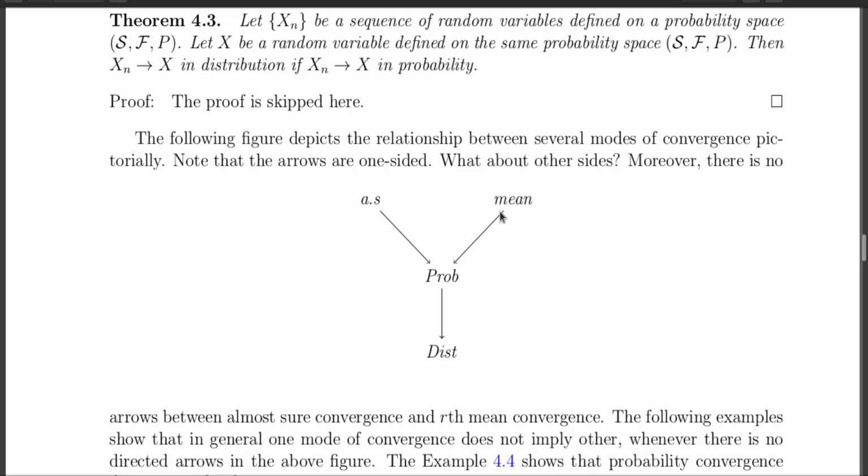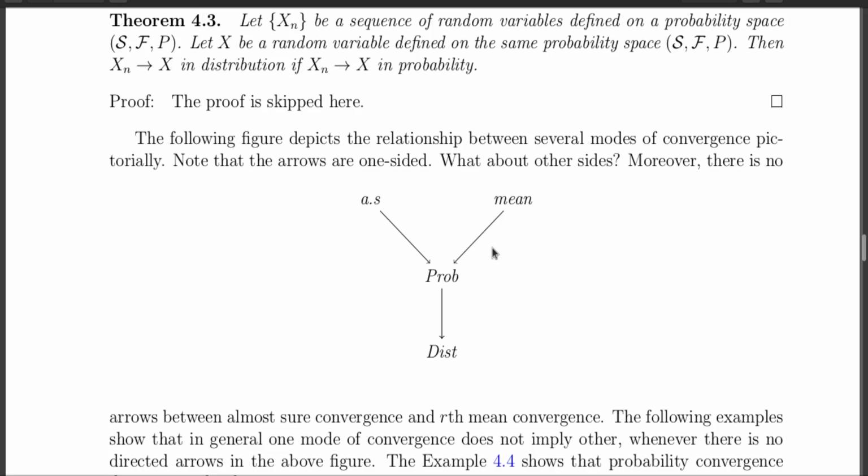Another point, you notice that there is no relationship between these two modes of convergence, almost sure and mean. That basically means that there are examples where Xn converges to X almost surely, but Xn does not converge to X in mean. On the other hand, there are examples where Xn converges to X in mean, but Xn does not converge to X almost surely. Now we will see all those examples. But first, try to understand.